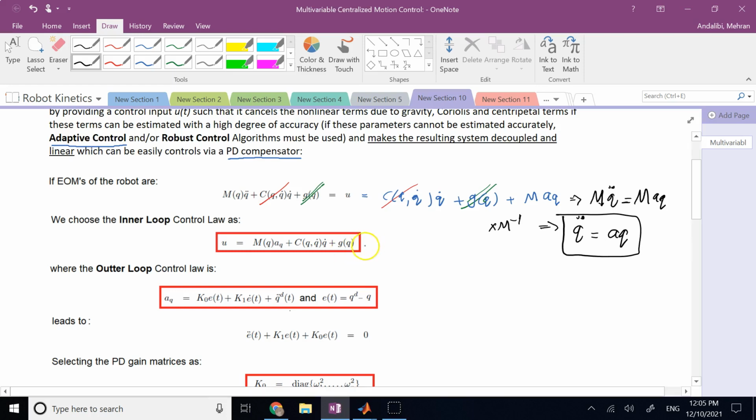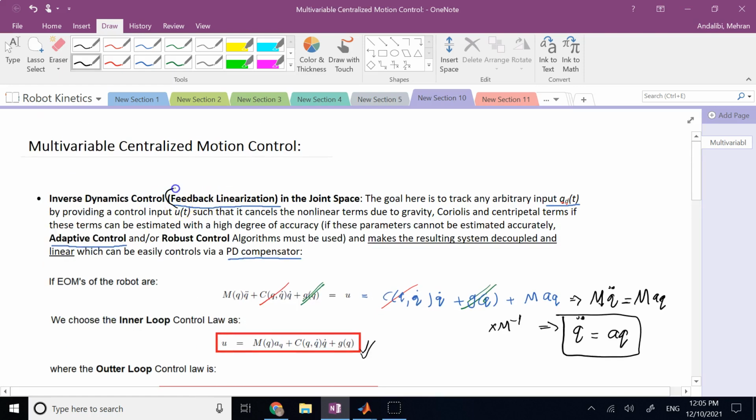So that's why you see the U signal is chosen the way it is. Two terms in it are to cancel the nonlinearities in the robot. The other term, M A of Q, also, that M and this M would be canceling. So the goal of this is to entirely cancel out all nonlinear terms. That's why we call it feedback linearization. So through this feedback term, we try to linearize the system.